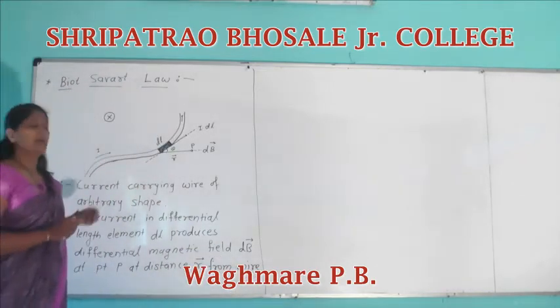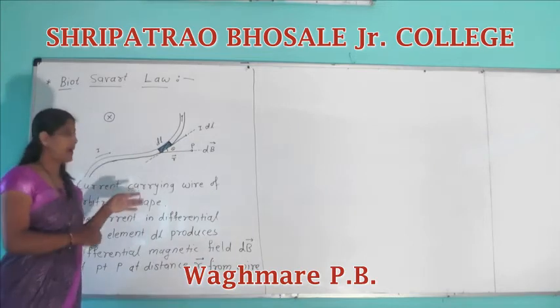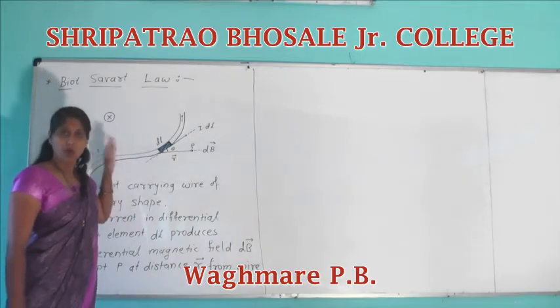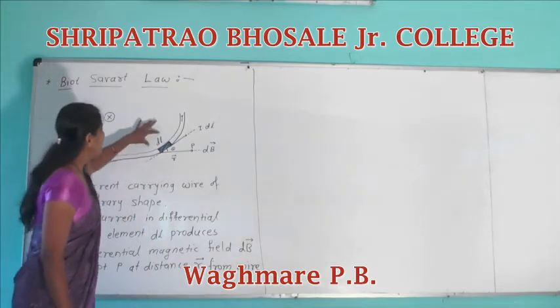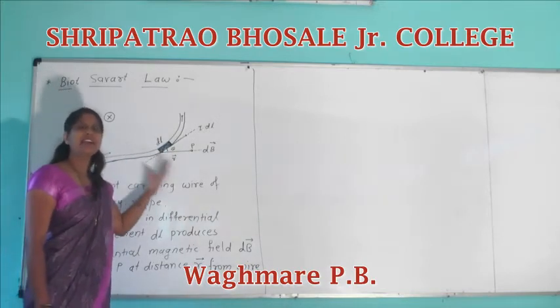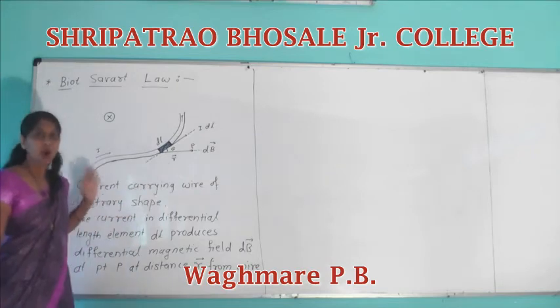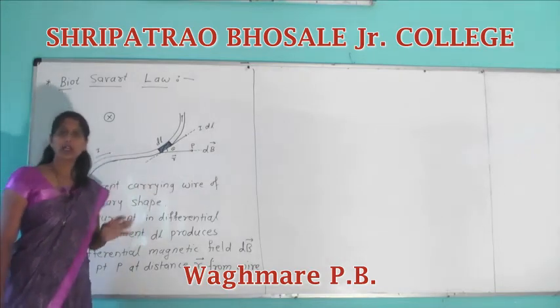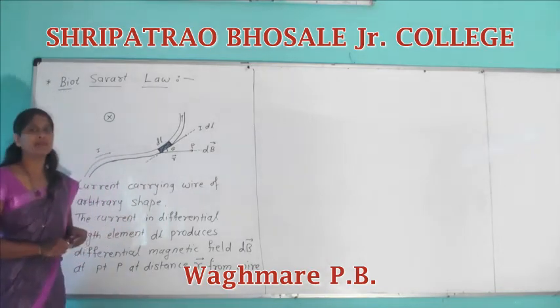Therefore, when we have to take the total magnetic field, we initially take the magnetic field due to a small element, and by integrating this equation we can find out the total magnetic field.